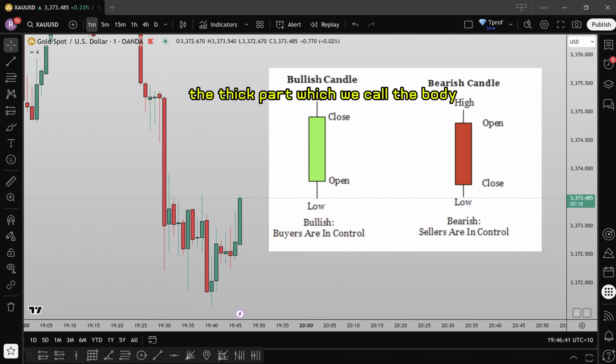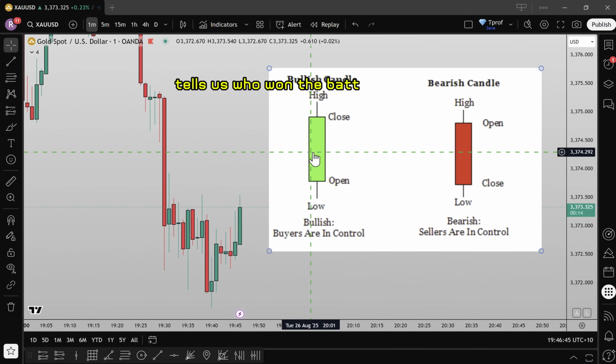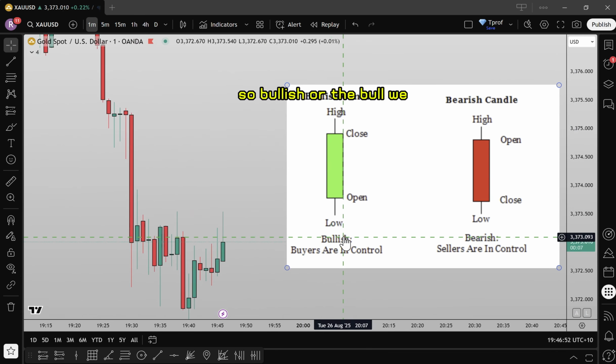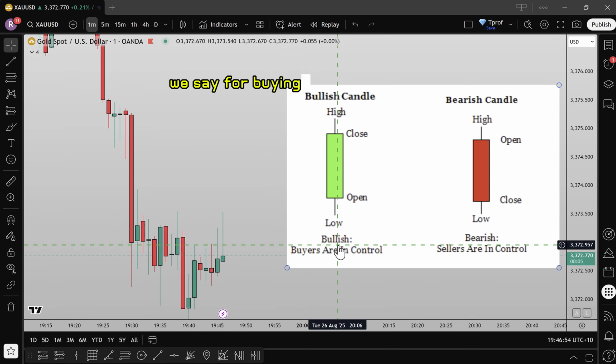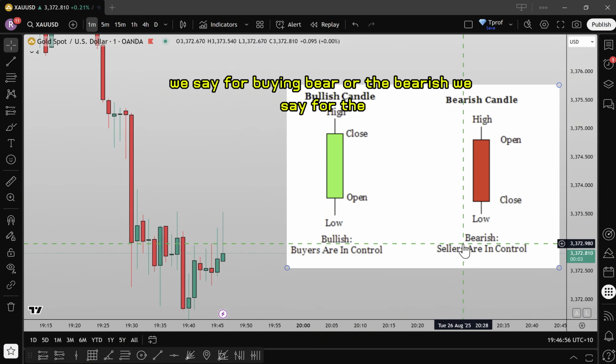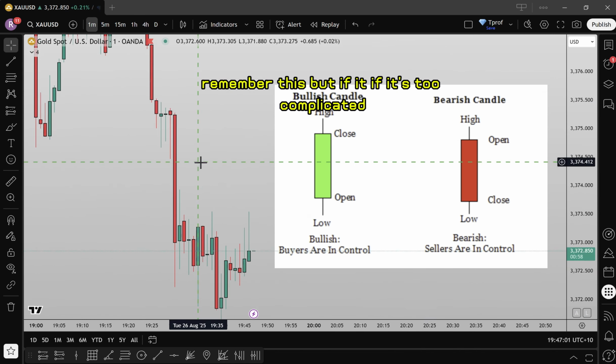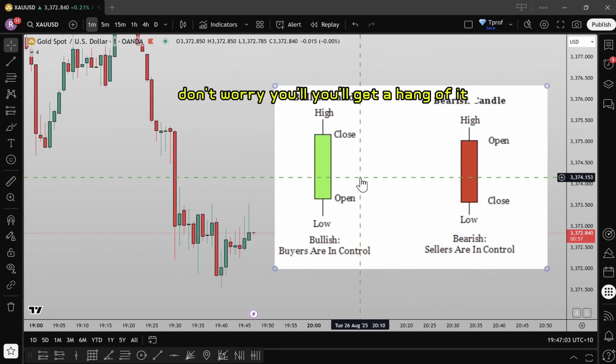The thick part, which we call the body, tells us who won the battle between the buyers, bulls, and the sellers, bears. So bullish, or the bull, we say for buying; bear, or the bearish, we say for the selling. Bullish candle and a bearish candle. Remember this, but if it is too complicated, don't worry, you'll get the hang of it.